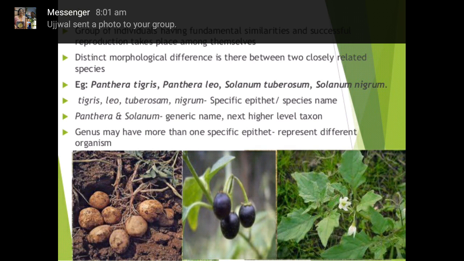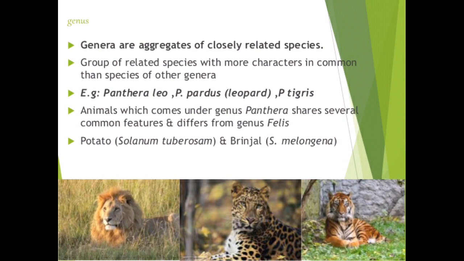Now see the genus. Genera are the aggregate of closely related species, meaning a group of similar species forms a genus. It is a group of related species with more characteristics in common than species of other genera. For example, Panthera leo, Panthera pardus, that is the leopard, and Panthera tigris. Animals which come under genus Panthera share several common features and are different from genus Felis. Potato, Solanum tuberosum, and brinjal, Solanum melongena.